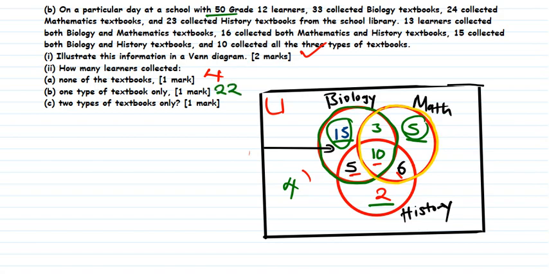And then two types of textbook, only two types. So pick the biology and math, pick the biology and history, pick the math and history. So 5 plus 6 plus 3. This is 14, right? 14. So this is how we can answer the question on sets. Simple and straightforward, right?